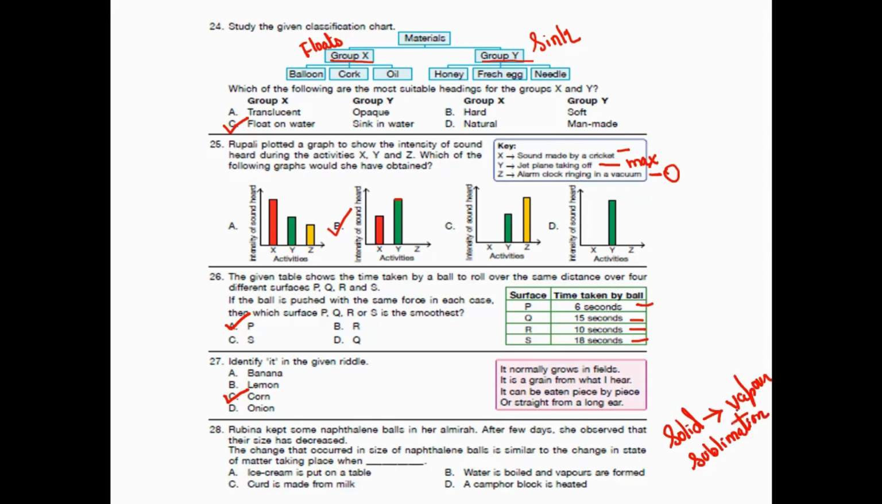right? So in all the options, if you see, option A says ice cream is put on a table, so this process is melting. Option B says water is boiled and vapors are formed, this is evaporation. Curd is made from milk, this is a chemical process, okay? And the last one says a camphor block is heated. So camphor block, when heated, directly turns into vapor. So this also is the process of sublimation. So the correct answer is option number D.